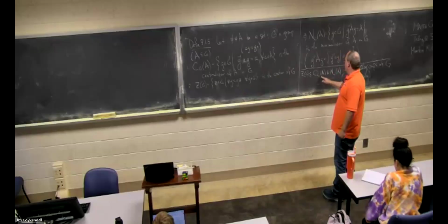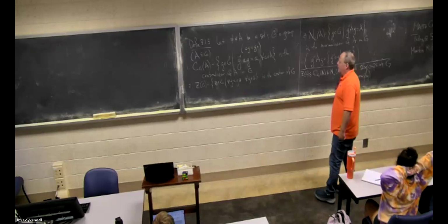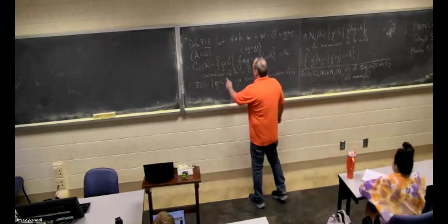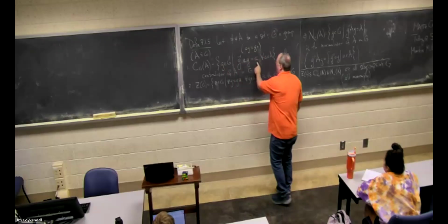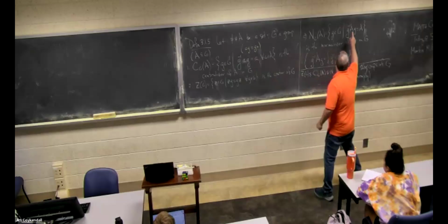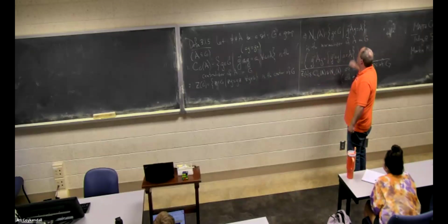The fact that the centralizer in G is contained in the normalizer in G is fairly straightforward, because if you're in the centralizer, then this always holds. Therefore, this set has to be exactly equal to this set, right?